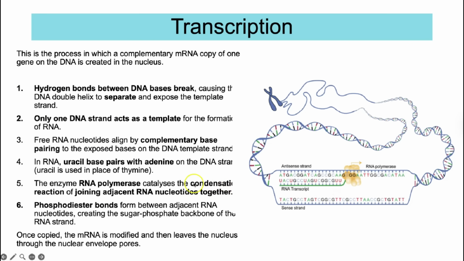The text is cut off a little bit here, but just a condensation reaction. So that joining together of those adjacent nucleotides is catalyzed by RNA polymerase. It's a condensation reaction, and it creates phosphodiester bonds. So that is how we create our mRNA molecule. And once it's copied, the mRNA is modified, and then it can leave the nucleus through the nuclear envelope pores.